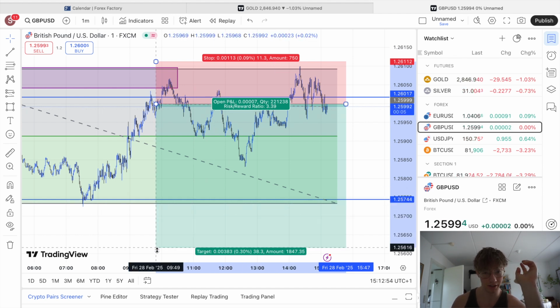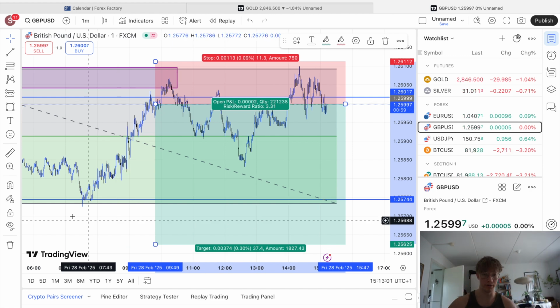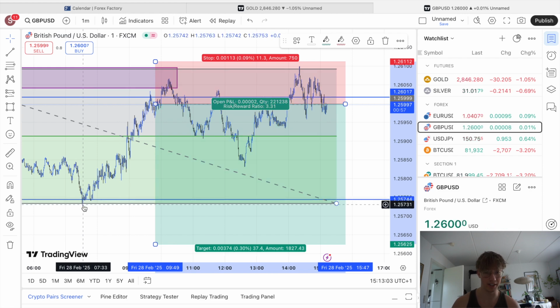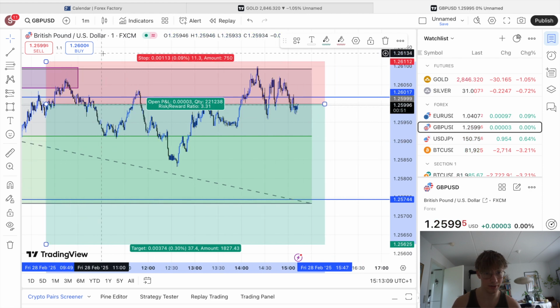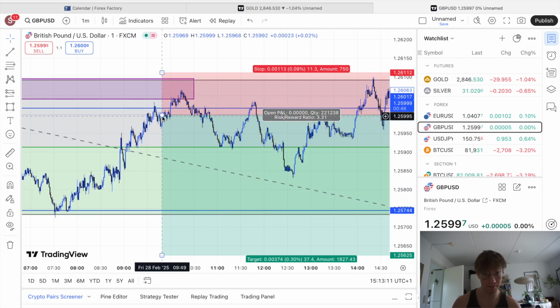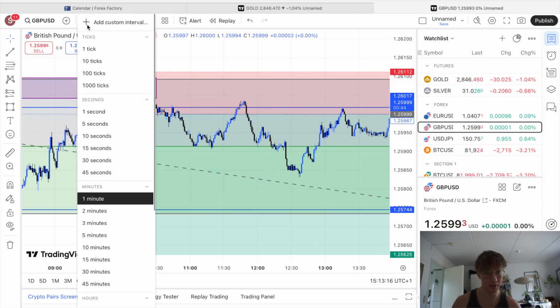And then I put my target down here somewhere, because we're in a downtrend. We should be able to take out lower lows than this early morning lows. You see, that's the thought process. So I entered right here because we had a break of structure on the 5 minute.